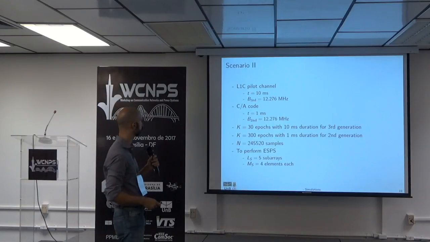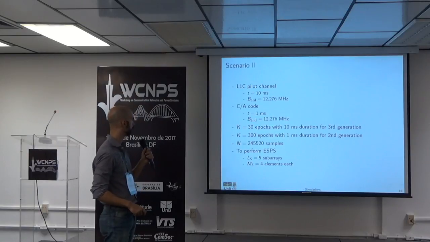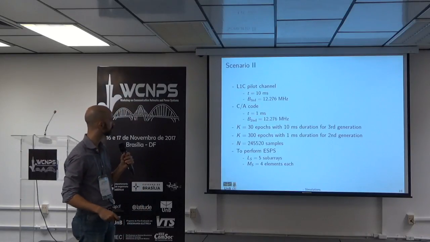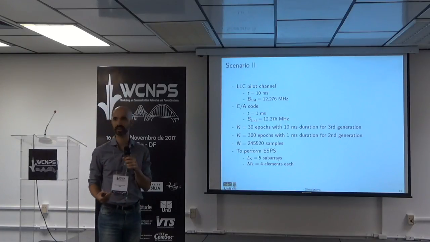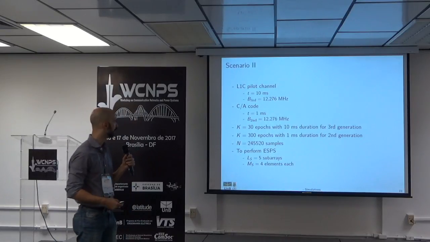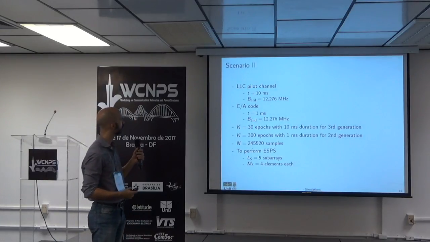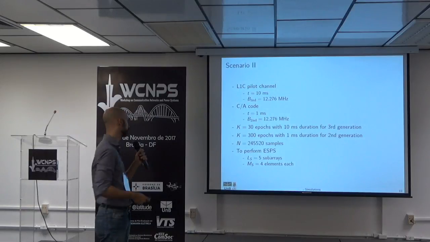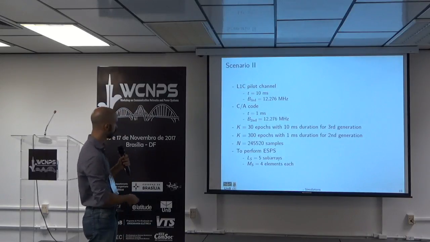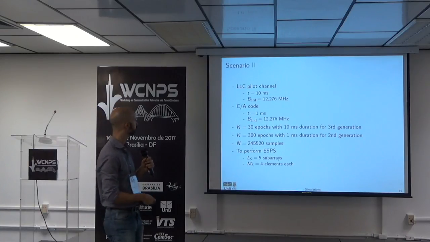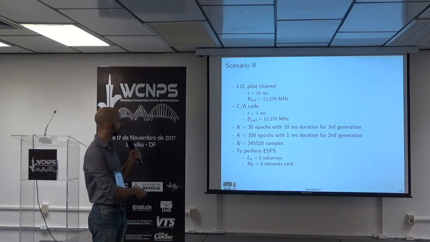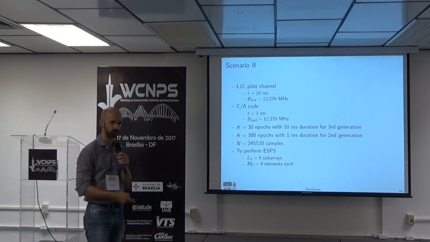The L1C pilot channel's epoch is 10 milliseconds, and it has a bandwidth of 12.276 megahertz. To make the comparison fair, the C/A code has an epoch time of 1 millisecond, so we used 10 epochs for each epoch of the L1C pilot channel. And we also use the same bandwidth to make it fair again. That's why the amount of samples used is 30 epochs for third generation L1C and 300 epochs for second generation legacy C/A code. And to perform expanded spatial smoothing, we're dividing the array into 5 subarrays with 4 elements each.